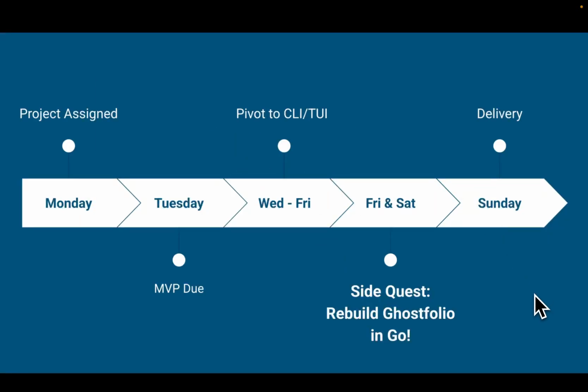Here is the rough timeline. I'm not going to go through this in too much detail. Monday is assigned, 24 hours later, MVP is due. Most of my functionality was finished on Tuesday, so on Wednesday I pivoted to a new approach. Most of that functionality was finished by Friday. So on Friday I did a side quest, which was to rebuild Ghostfolio in Go. And then today is Sunday for delivery.